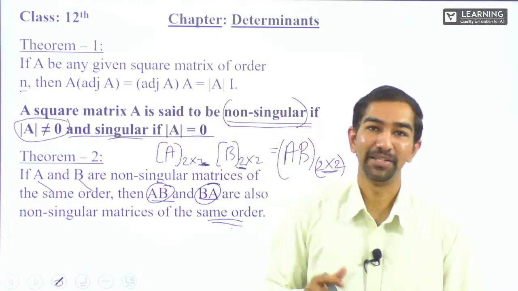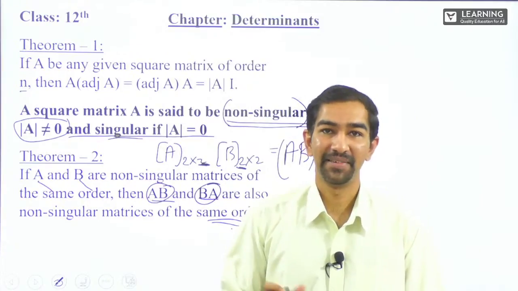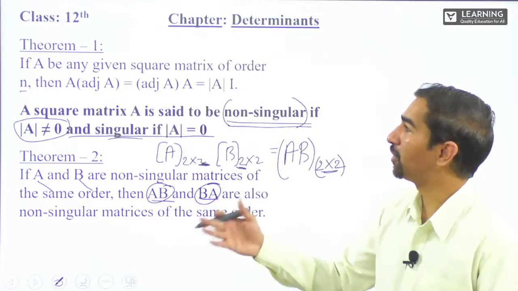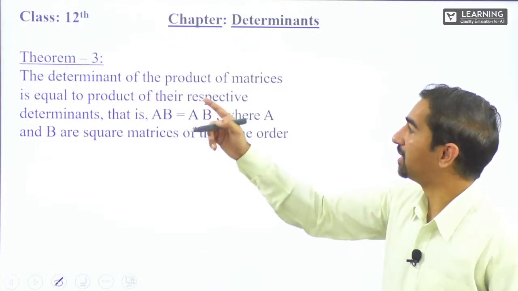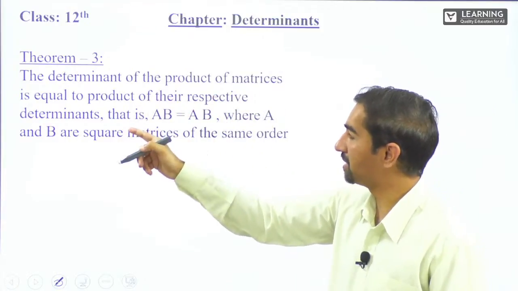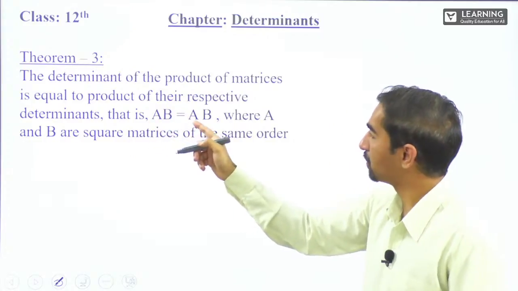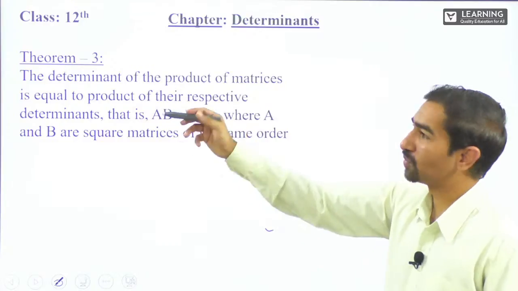Understood? Singular, non-singular, minors, cofactors, adjoint. 5 concepts we have covered until now. Moving on to the next slide, theorem 3. So here we are saying the determinant of the product of the matrices is equal to the product of their respective determinants. That is, |AB| is equal to |A||B| when A and B are square matrices of the same order. So we'll read this again, students.